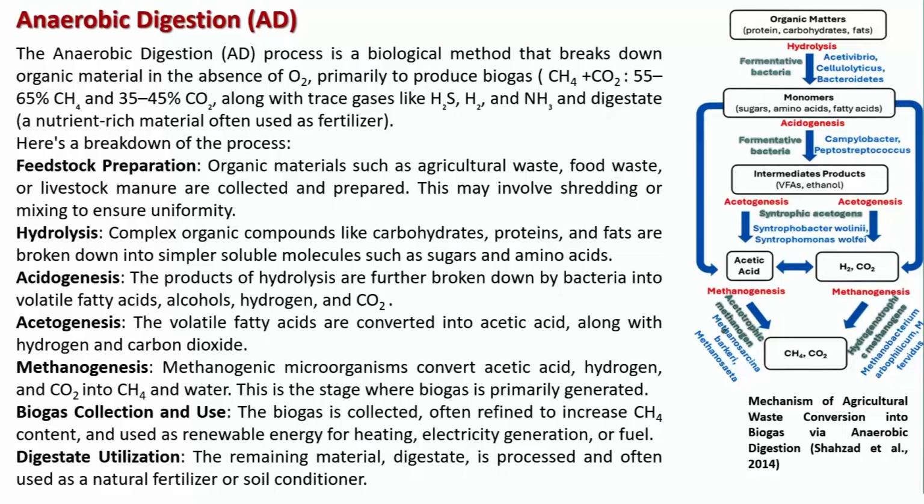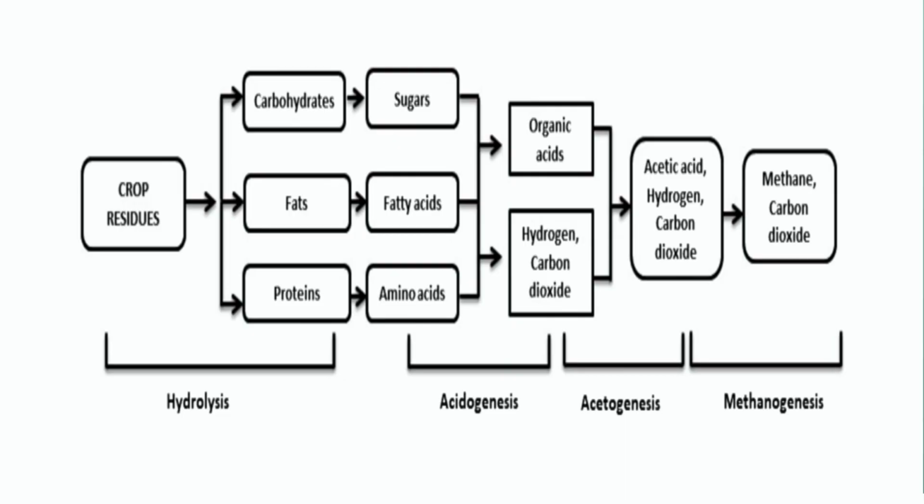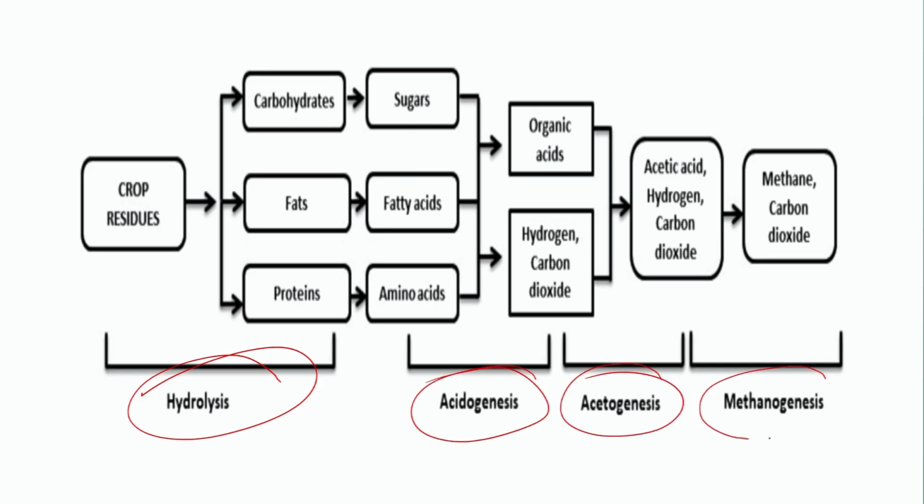At the same time, within this anaerobic digestion, what is evident and what we understand is that once we have crop residues, initially we need to undertake the process of hydrolysis, followed by acidogenesis, then acetogenesis, and finally methanogenesis.